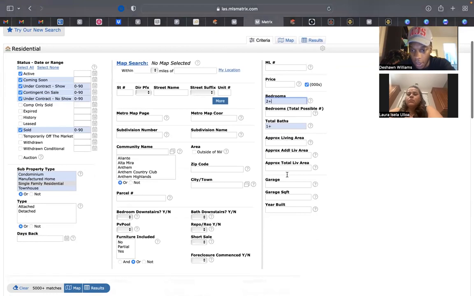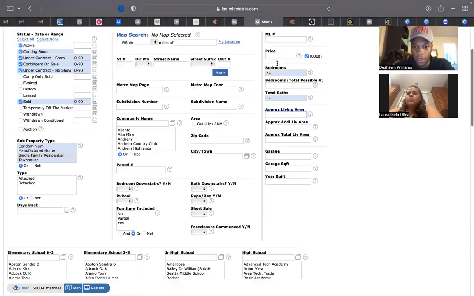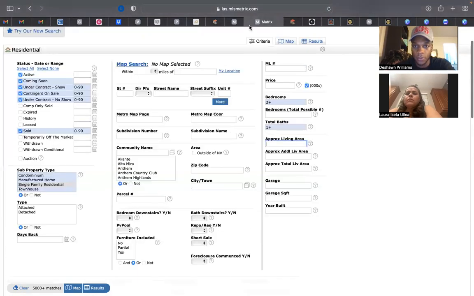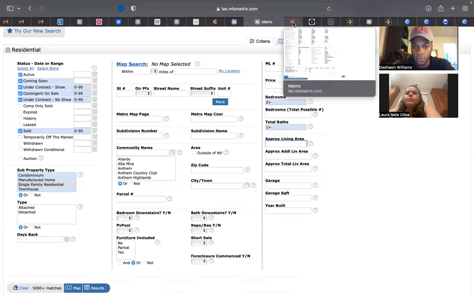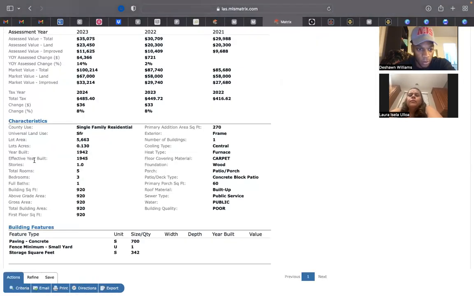And then last entry is going to be the square foot. So the approximate living area. And we're going to use the building square foot. So we want to compare, generally speaking, 500 below and 500 above. So here's going to be 420 to 1420.